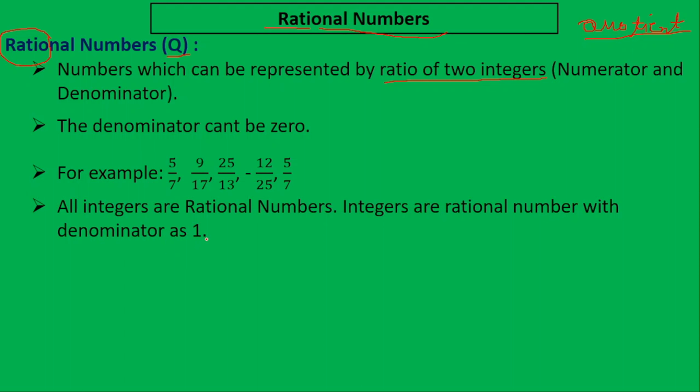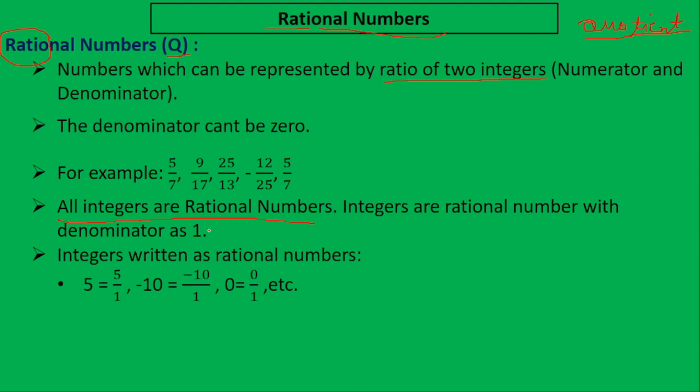Rational number can be positive, negative also. All integers are rational numbers. Integers are rational numbers with denominator as 1. 5 is 5 by 1. Minus 10 is minus 10 by 1. 0 is 0 by 1. So 0 is also a rational number.